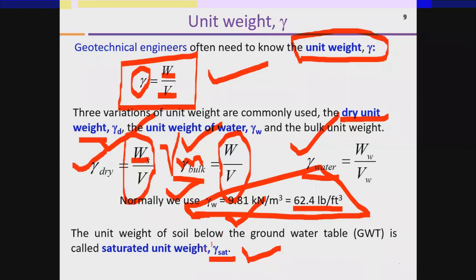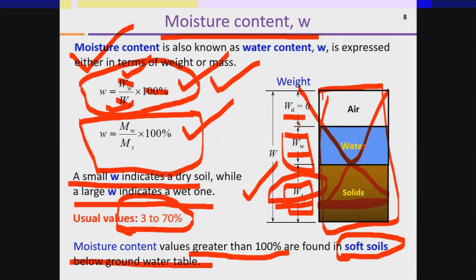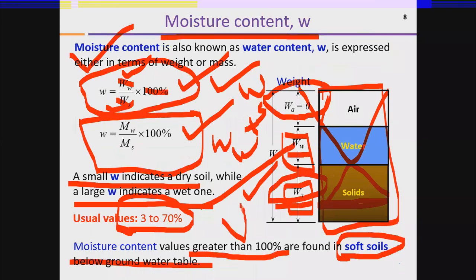Now, if all of the air voids are filled with water, then the unit weight is known as the unit weight of a saturated soil. In this case, WA will be 0, and you will use WW plus WS divided by the total volume of the soil.